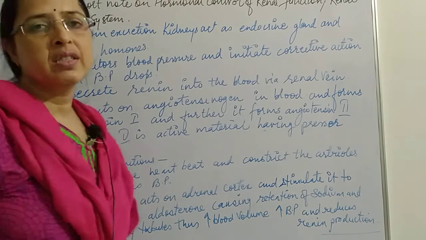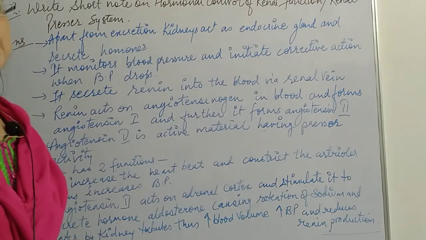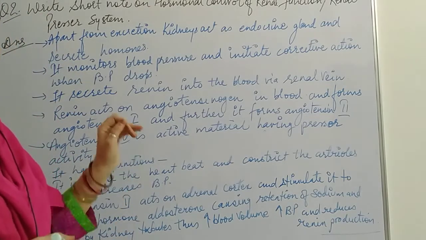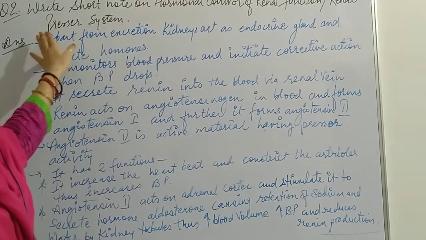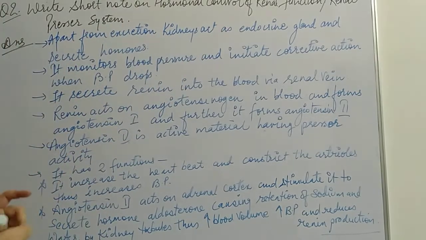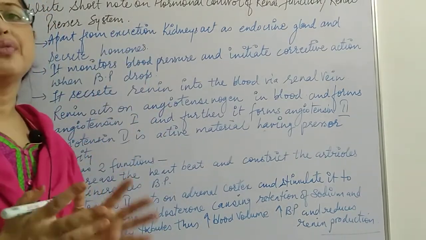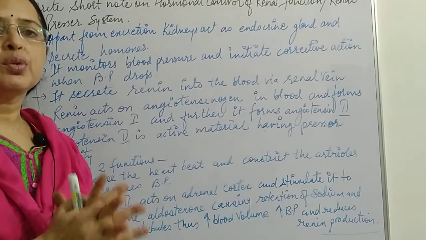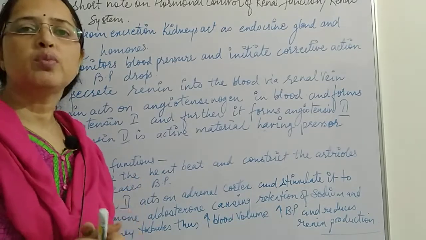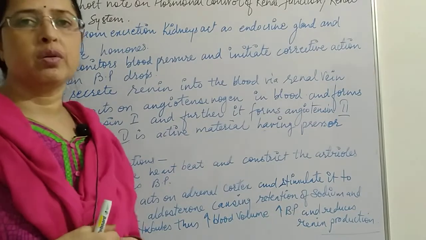Now students, here is our second question. Write a short note on hormonal control of renal function, and this is also called the renin-angiotensin system. So in this the short note is there. So what is the renin-angiotensin system, or how is the hormonal control of renal function done? That means the role of the kidney, how the hormones act over the kidney and how the functioning of the kidney is controlled by the hormones.